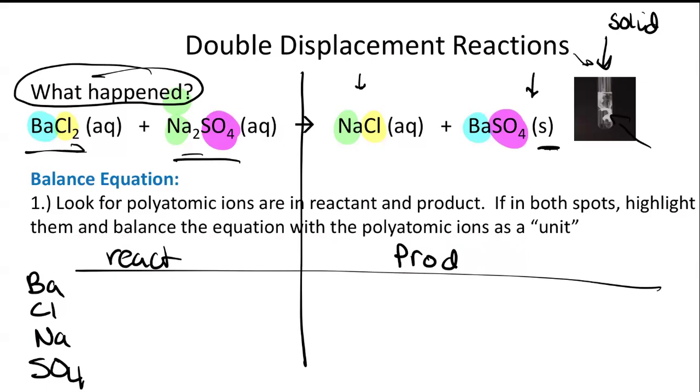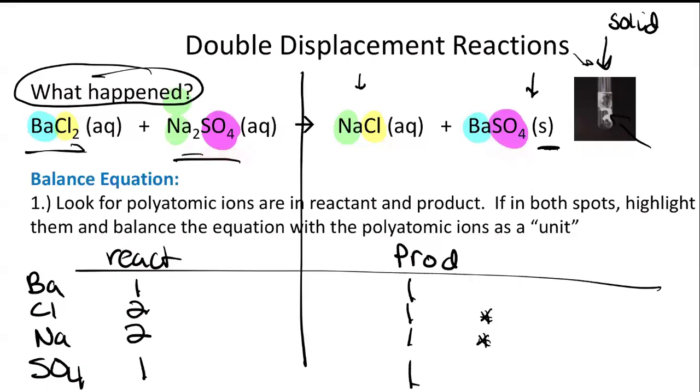So on the left, bariums, I have 1. On the right, bariums, I have 1. On the left, chlorine, I have 2. On the right, chlorine, I have 1. So you're already like, oop, I'll be back for you. On the left, sodium, I have 2. On the right, sodium, I have 1. So notice that one too. I'm going to have to come back to you. Sulfate, I have 1 and 1.